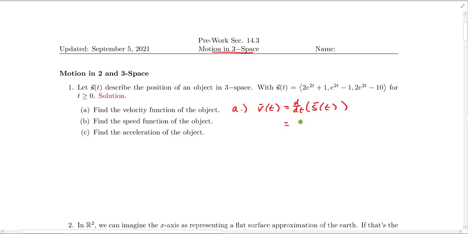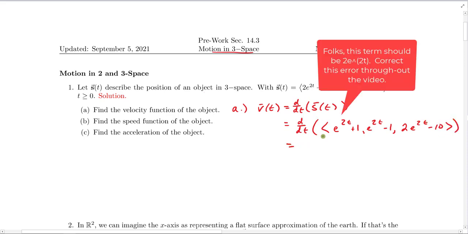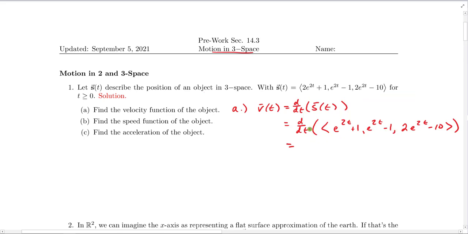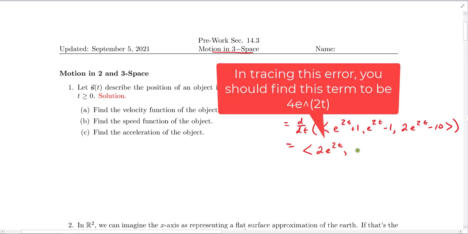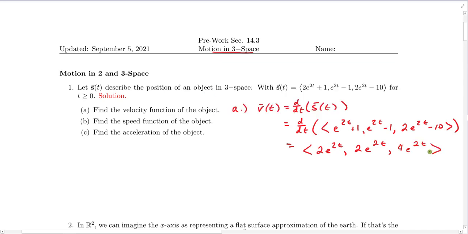So if we take the derivative of this position function, as we learned in the last section, we take derivatives component-wise when we differentiate vector-valued functions. And so this would be the vector 2e to the 2t, comma 2e to the 2t, comma 4e to the 2t, taking the derivative and applying the chain rule.